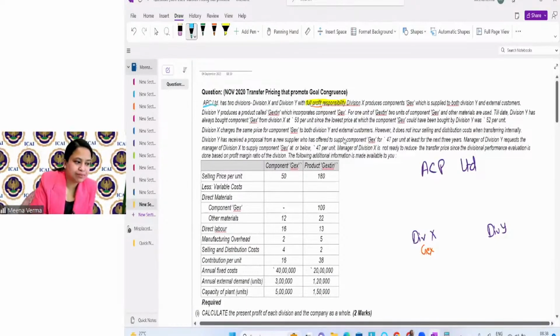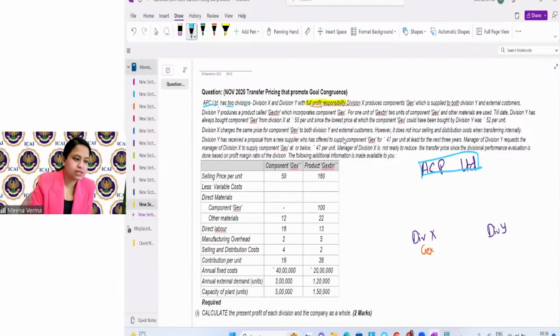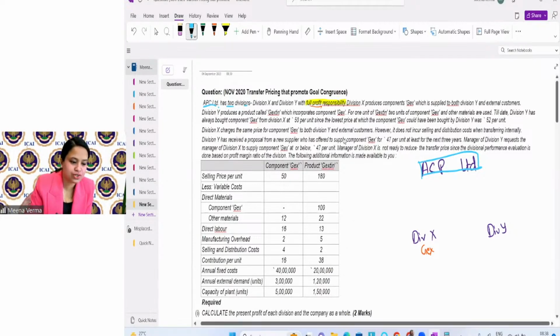This is a company. APC Limited has 2 divisions. So we have a company, and the name of the company is what? ACP Limited. This is the name of the company. This company has two divisions, division X and division Y.